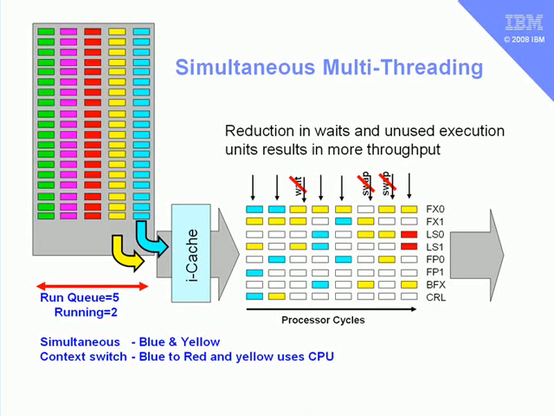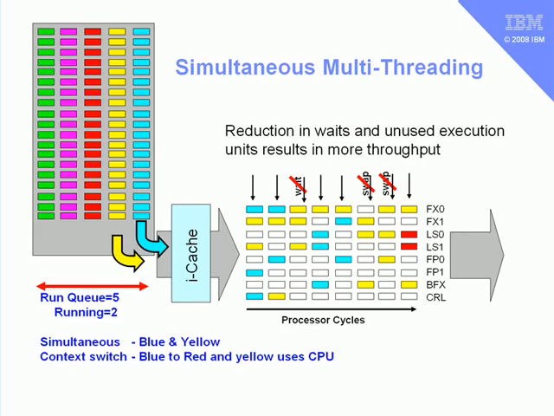Now we can see on the third clock cycle here, when the blue process is in a wait state waiting for the memory, the yellow process has his data in registers, so he can carry on processing. In fact, he gets all of the processing units that are available at that point.